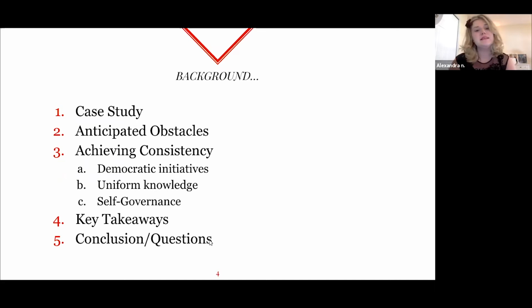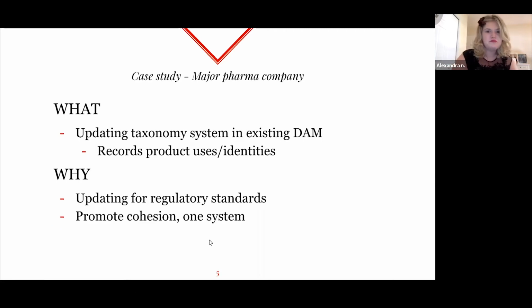To help illustrate this process, I found a case study to help us do that. I'll start off by introducing the specifics of the case study, as well as their anticipated obstacles in achieving consistency. From there, I'll discuss the things that they've done to mitigate these risks. That's going to be democratic initiatives, uniform knowledge, and self-governance. From there, I'll discuss some key takeaways and maybe have some time for some questions.